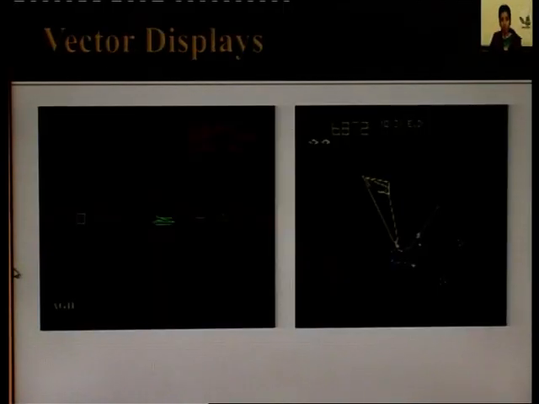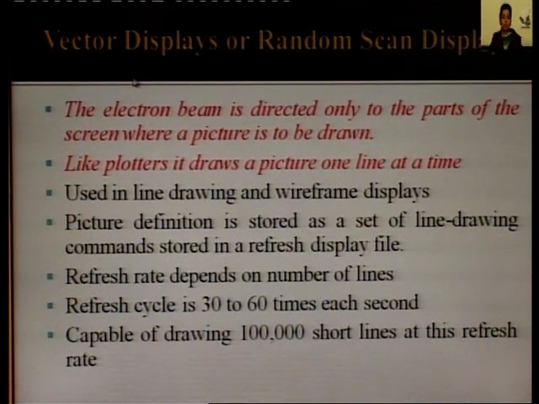Okay. So next is the vector display. The electron beam vector display is also known as a random scan display. The electron beam is directed only to the part of the screen where a picture is to be drawn. Like plotters, it draws a picture one line at a time. It is basically used in line drawing and wireframe display. Picture definition is stored as a set of line drawing commands in a refresh display file.